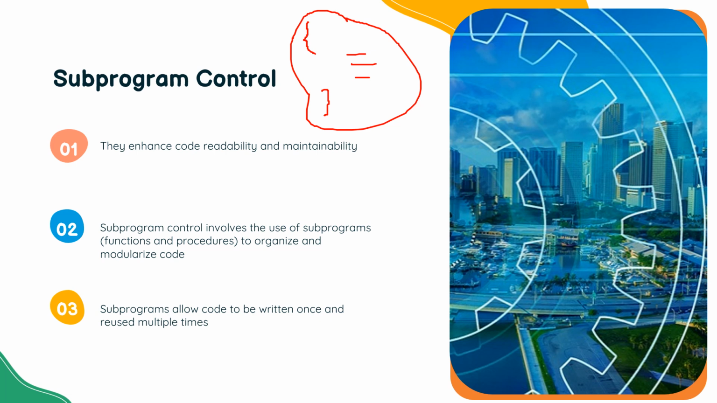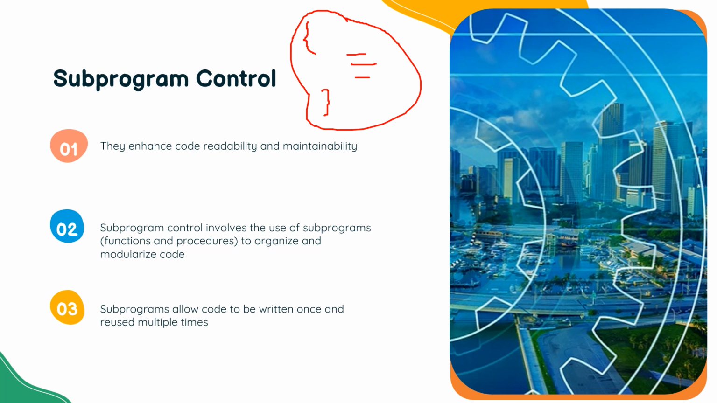Let's say a very big program is converted into small programs. The way we control the execution of subprograms is called subprogram control. That's why it is called subprogram control. It involves the use of subprogram functions and procedures to organize and modularize code. Now, what are the advantages of writing subprograms and using functions and procedures to organize and modularize code?